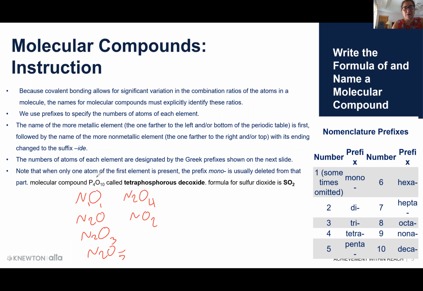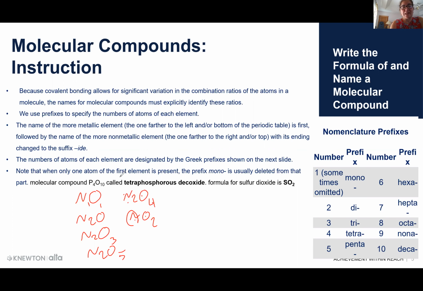So two compounds cannot have the same name. You cannot say nitrogen oxide and nitrogen oxide. It's dinitrogen tetroxide and nitrogen dioxide. If there is only one of the first non-metal, you don't have to say mono. Okay?